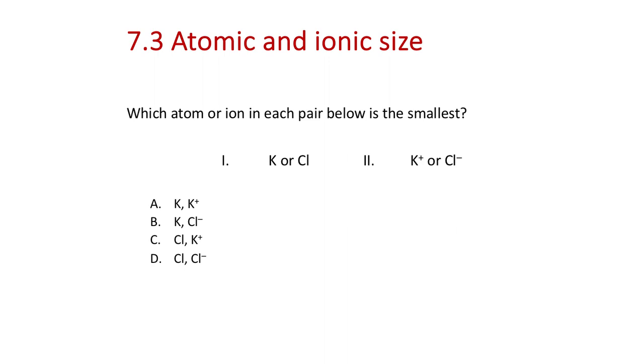Another question is thinking about charge of atoms versus ions. When we're comparing uncharged atoms, we use the atomic radii trends, and those are the trends that size decreases left to right.